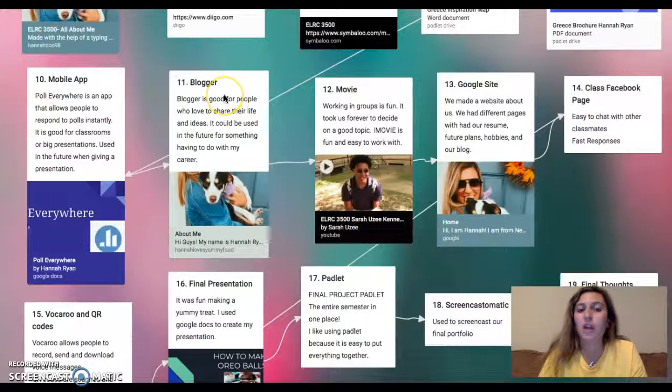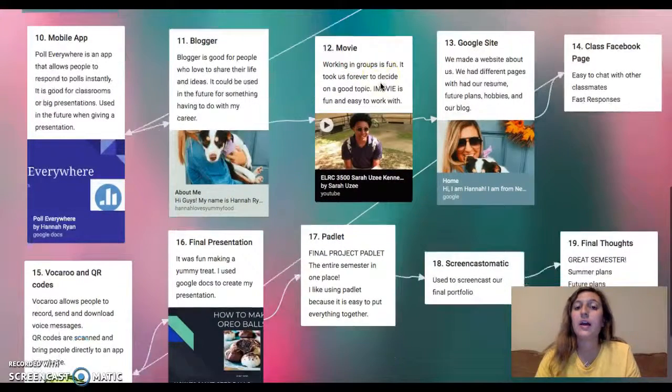Next, we used Blogger. Blogger is a website that helps people put together a blog pretty much. And so, for example, I did a blog about food because I love food, I love to eat, and I love sharing with people the things I cook and the things I eat. So I think that it could be used in the future for something having to do with my career. Say I wanted to create a blog on nursing and good ways for nurses to be better at their job and to keep clean and just things like that. I think Blogger would be a good website for that.